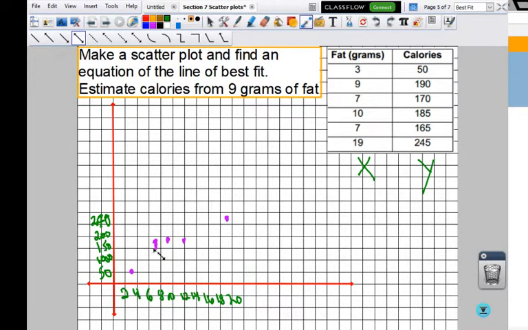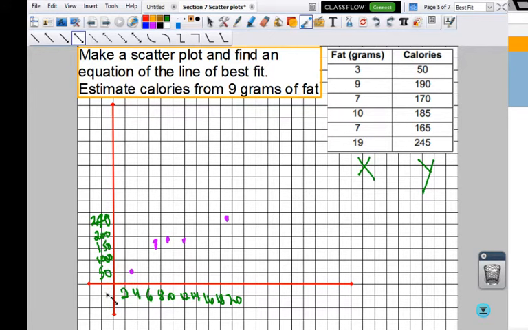Actually, there's nothing in this lesson you haven't done before. We're just putting different things together. Graphing dots, making our scatter plot, making a line and finding the equation. You have done all of this before. We're just putting it all together now.